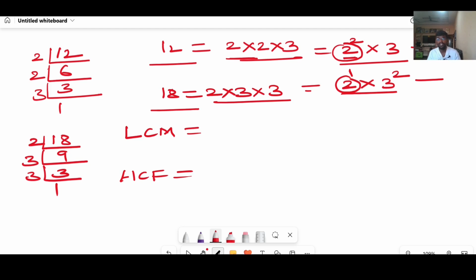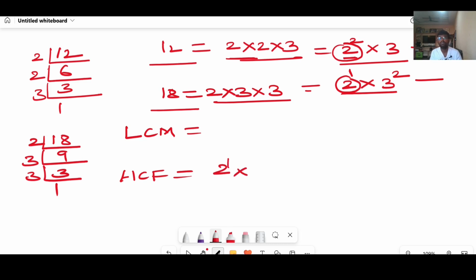Here in both of the factorizations we got 2 as a prime factor, and for that 2 we have exponents, right? In the prime factorization of 12 we have exponent 2 for 2, and in the prime factorization of 18 we have exponent 1 for 2. Which exponent is smaller here? 1, right? So you have to take 2 power 1.